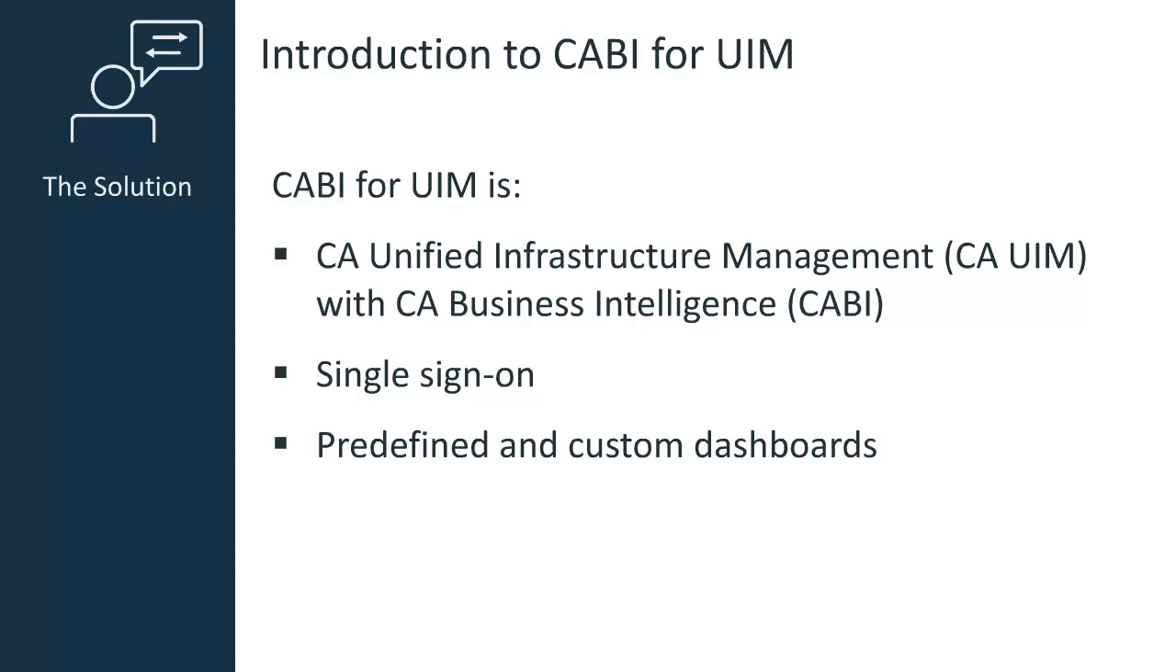CABI for UIM is an integration of CA Unified Infrastructure Management and CA Business Intelligence. It combines the reporting capabilities of CABI, which is built on top of Jasper Report Server, and the monitoring capabilities of CA UIM. CABI for UIM automatically synchronizes CA UIM users and accounts with CABI users and organizations.